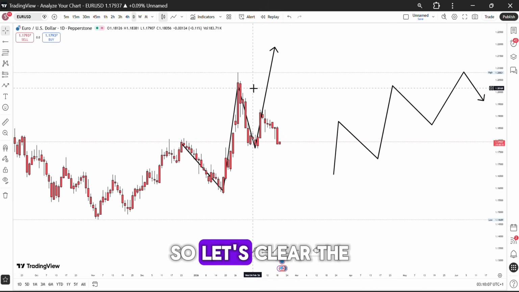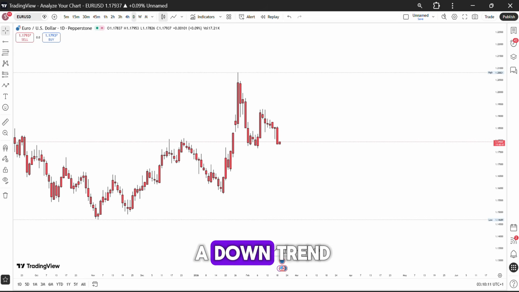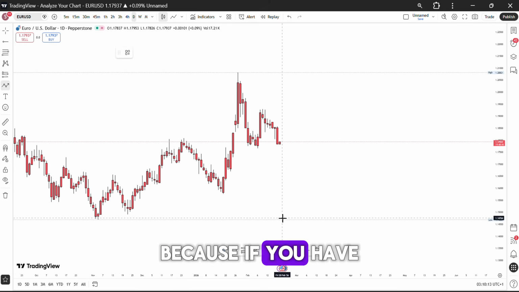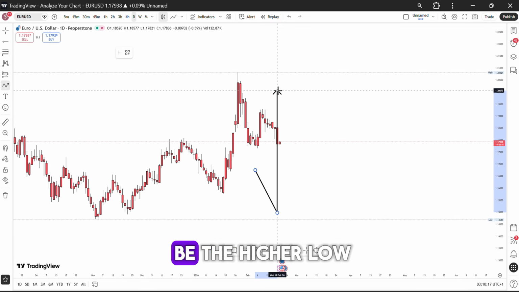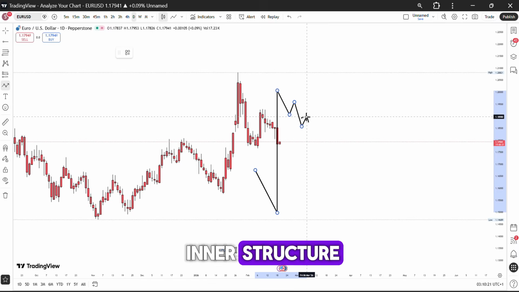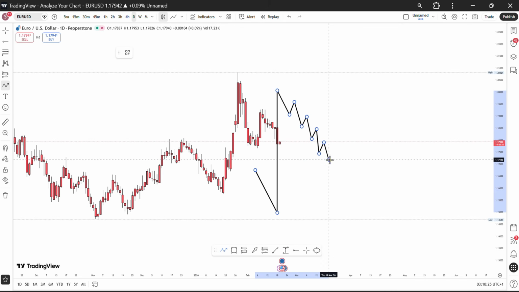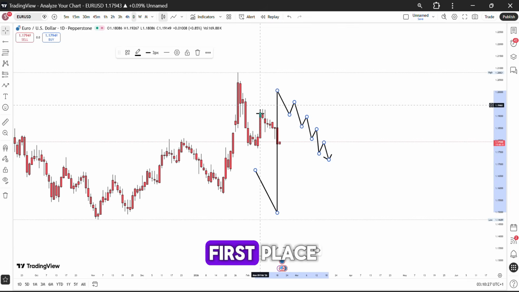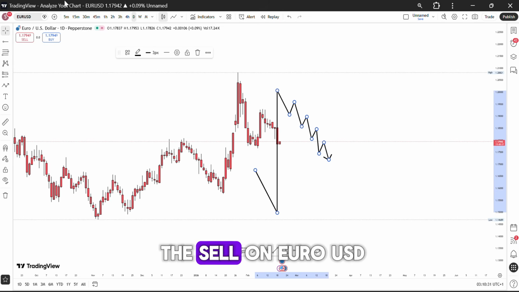So let's clear the chart again. So this will be a downtrend, because if you have something like this, higher high, higher low, higher high, the higher low will be created like this. There will be an inner structure which will be a downtrend. So that's what I'm looking for in the first place. But I saw some things, that's why I took the sell on EURUSD.